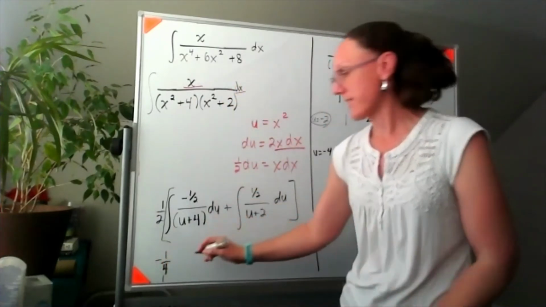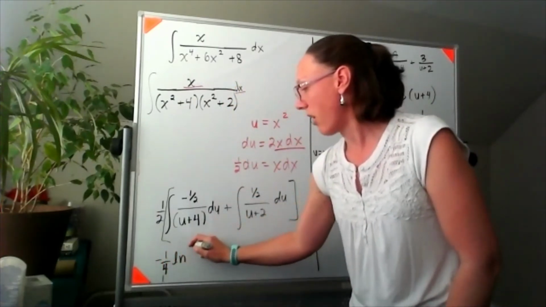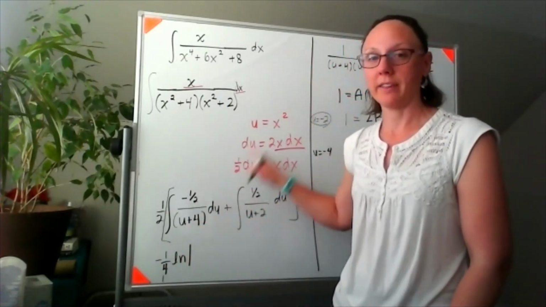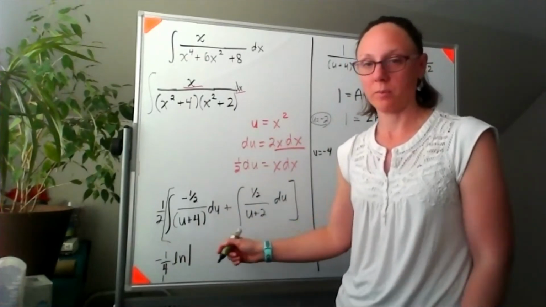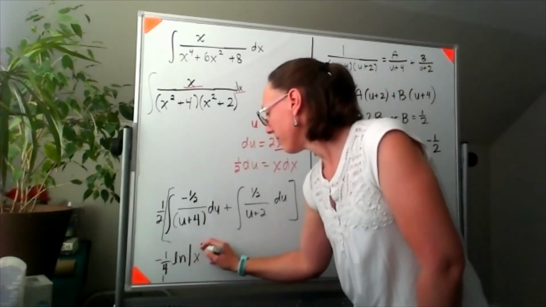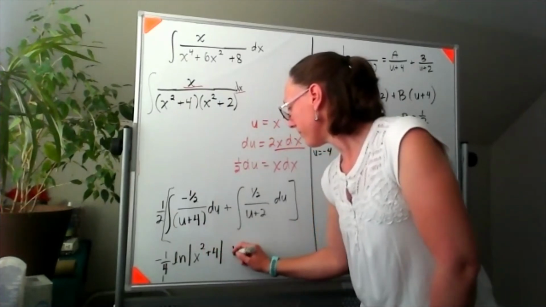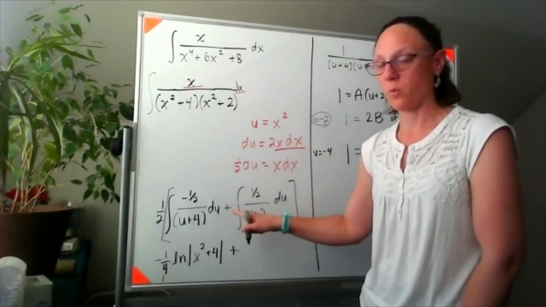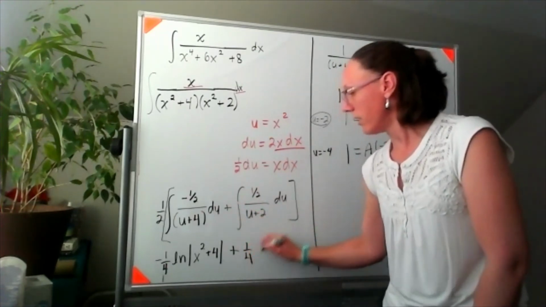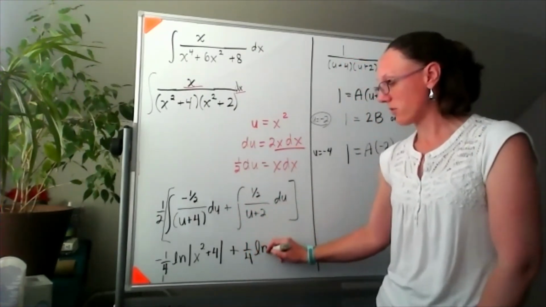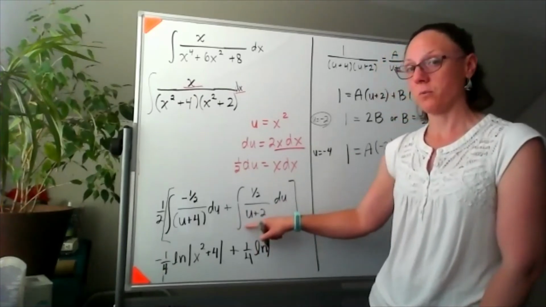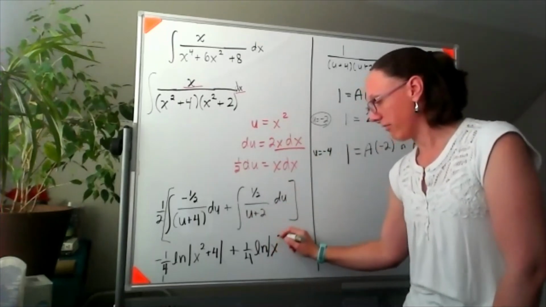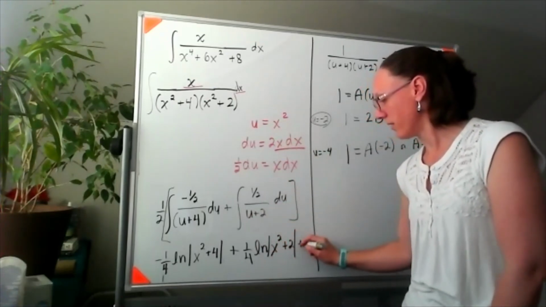When I integrate this, I'll end up with natural log absolute value of u plus 4. But I'm going to go ahead and plug that u back in and call that x squared plus 4. Here, when I distribute that 1/2 in, I'll have 1/2 times 1/2 to get 1/4. This remaining integral would be natural log absolute value of u plus 2. And again, I'm going to plug that x squared in directly and have x squared plus 2 plus c.